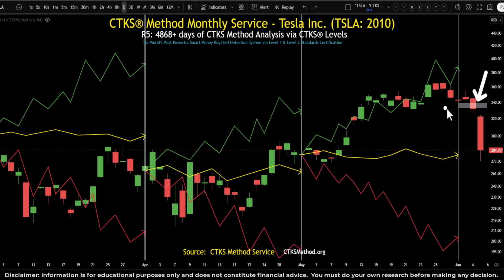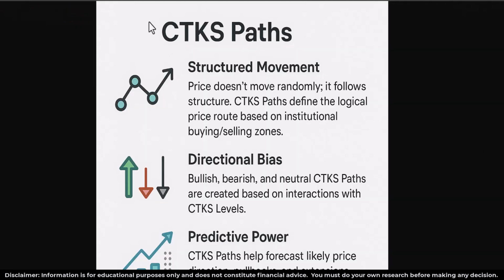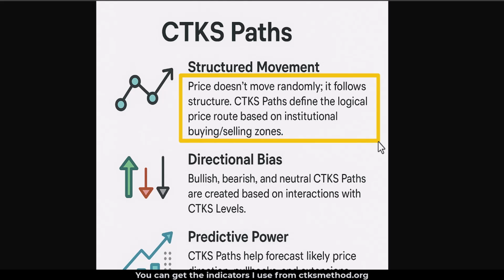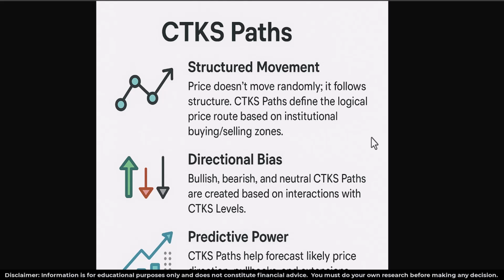One thing that we knew from Tesla's price behavior, it was sitting on a CTKS structural support level. The very bad news that occurred between Elon and President Trump caused Tesla to sell down. There was a tremendous amount of panic. When we look at CTKS paths, we're looking at structured movement between CTKS levels. This is very important because if you don't have this structure built around your charts, you simply will not know where price is moving. You'll not know where the institutions and algorithms will step in to support price and when they will step out and sell price down.